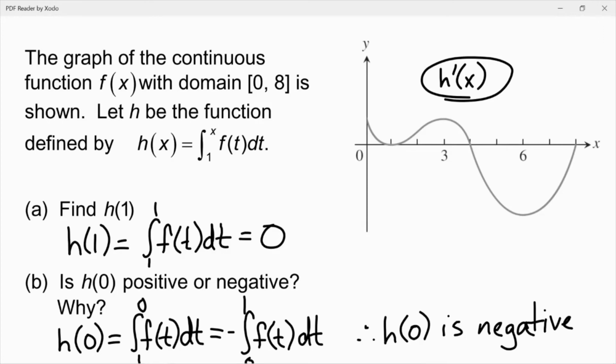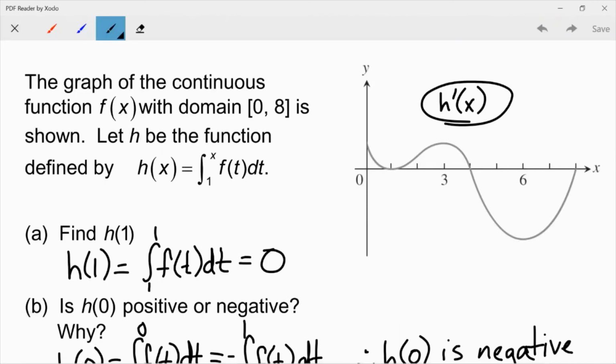If I took the derivative of this integral, so right here, if I did h prime of x, that would be equal to f of x. So what I'm doing is labeling this graph as h prime, because I notice that all of the questions here are about h, the h function. Okay, so that's the first thing.